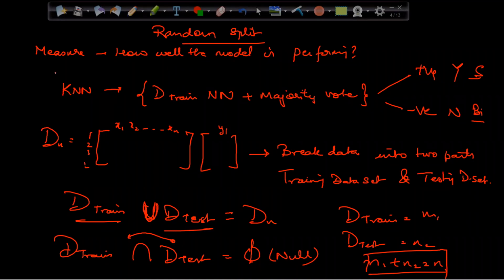Now, once the data is split, I have D train, which consists of xi's and yi's, where i belongs to 1 to n1. From here, I will train the model. I'll train the KNN model, right, using the train data.